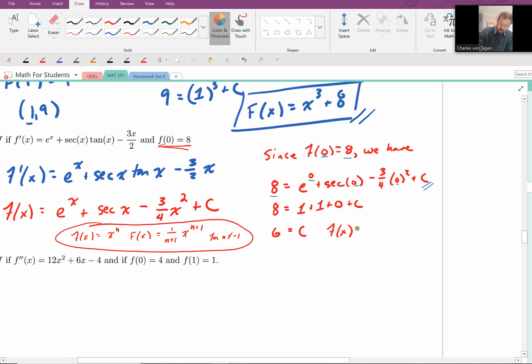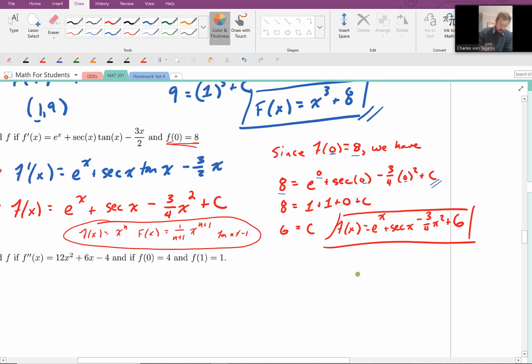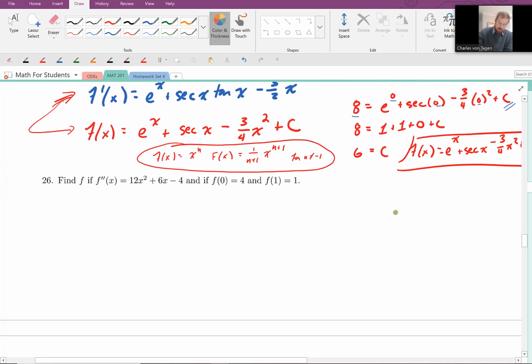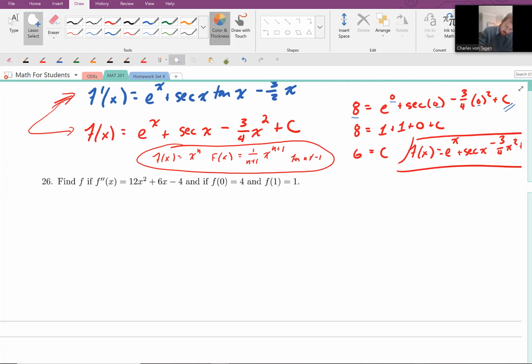F of x equals e to the x plus the secant of x minus 3/4 x squared plus 6. That's what we found the answer to be in this problem. Okay. So now let's go ahead and answer number 26 together. Let's take a look at this.